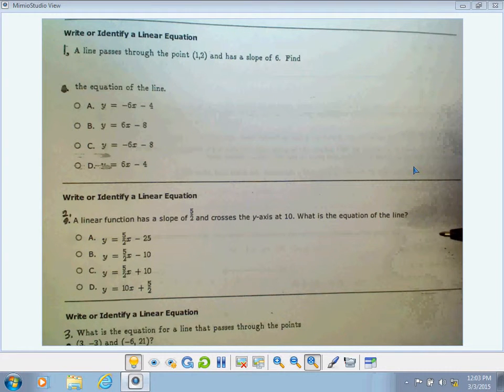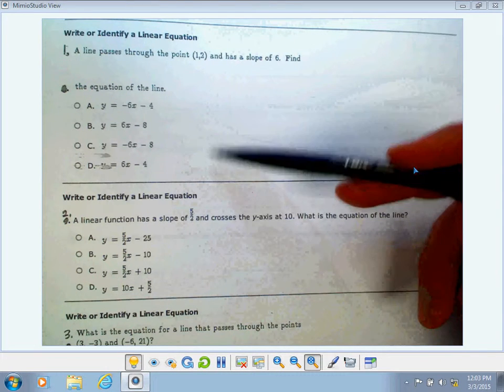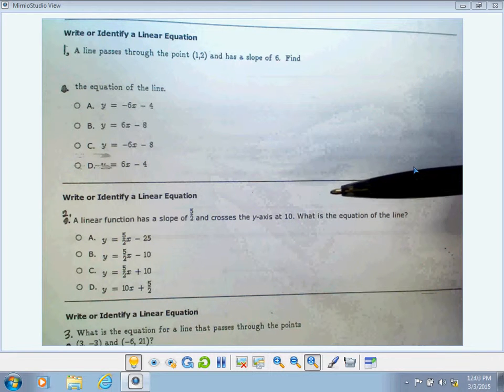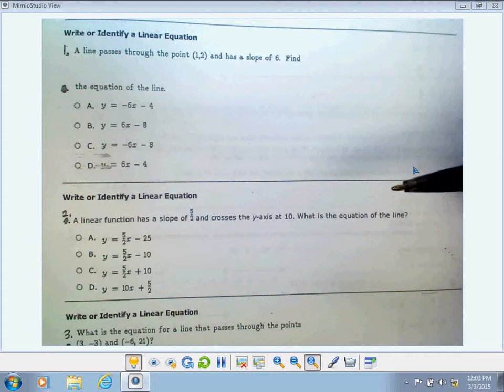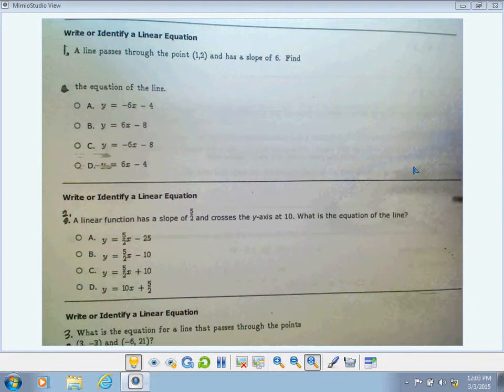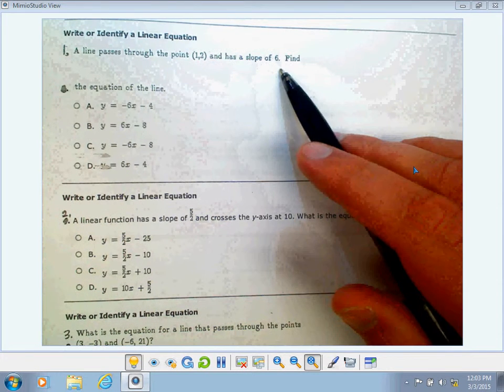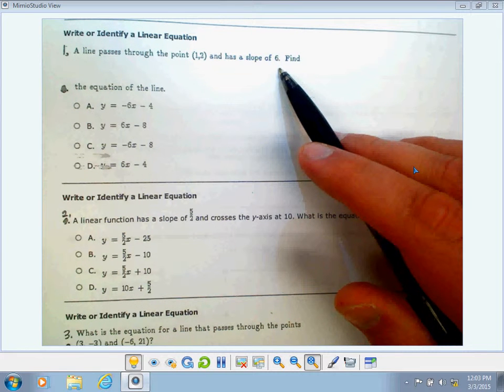So this one says a line passes through the point 1, 2 and has a slope of 6. Okay, what we were just working on was how to find a linear equation, one of these y equals mx plus b equations, when all you had was a pair of points, and the first process of that was to figure out what the slope was. Well, this is actually an easier problem because the slope is given to you directly right here, so you don't have to worry about finding the slope, you already know what it is.